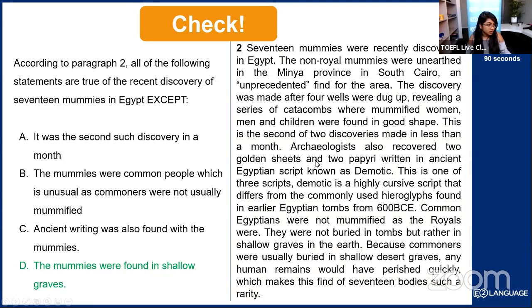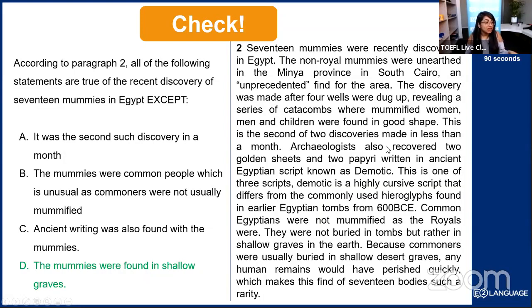And these were actually mummies. So they say that commoners were just buried in shallow graves, not in tombs. So they were not mummified. It says common Egyptians were not mummified as the royals were. So because of these two sentences, B cannot be the correct answer. None of you chose C, which is good. And that's also incorrect because it's actually mentioned in the paragraph.